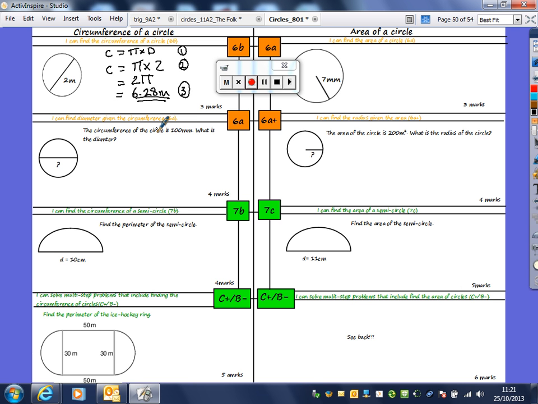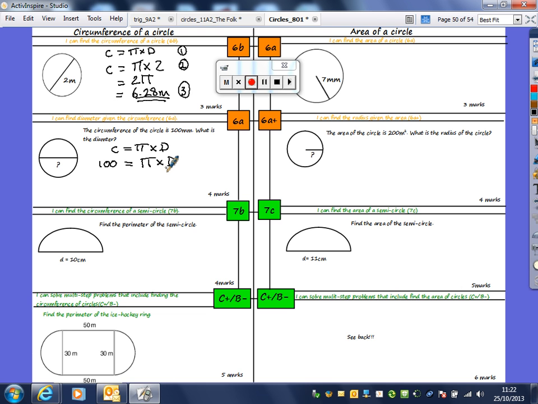Right. We're continuing down here. The circumference of the circle is 100 millimeters. What is the diameter? Okay? We use the same formula because we're using circumference. Circumference is equal to pi times by diameter. Okay? This time we're given the circumference, which is 100 millimeters. But we want to find the diameter.